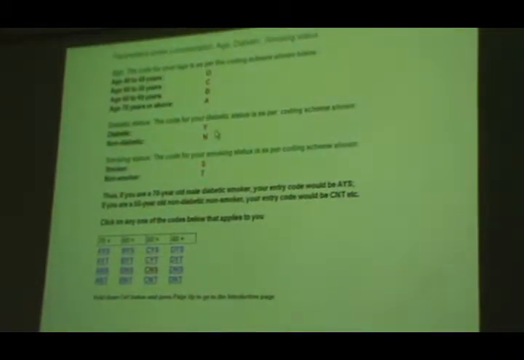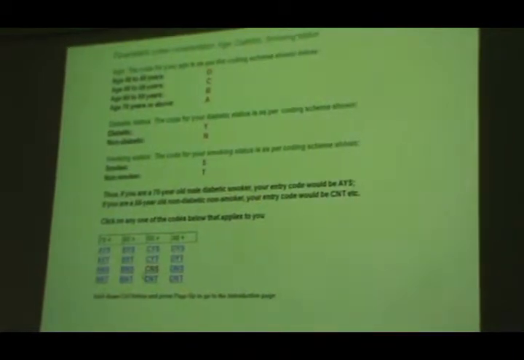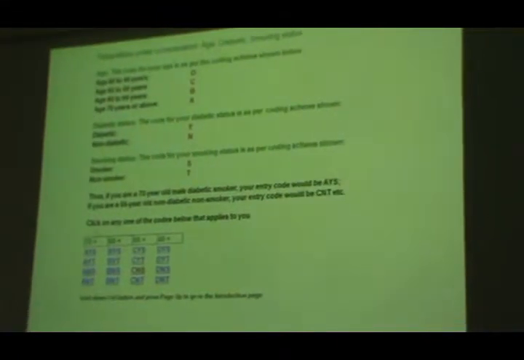Let's take another one. Give me another set of values. 40 to 49. Okay, so number D. Diabetic, non-diabetic? Non-diabetic. DN. Smoker, non-smoker? Smoker. DNS. Okay, DNS. Blood pressure? 120 by 75. Okay, 120 by 75. And cholesterol to HDL ratio? 4. 4. Very low risk. Percent chance of a cardiovascular event in 5 years, 2.5 to 5%.